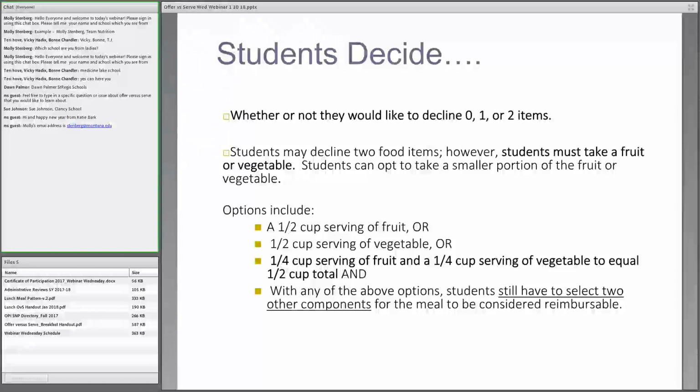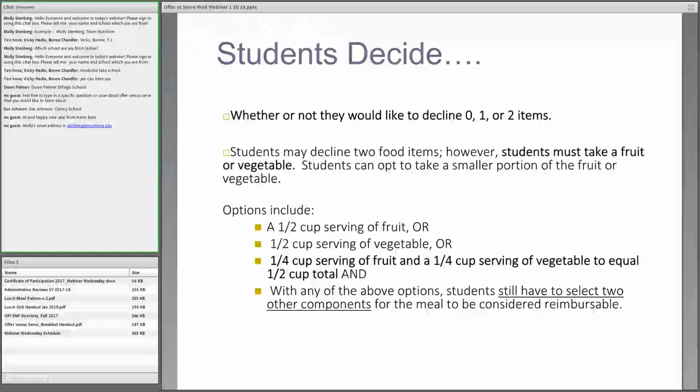So while we allow under offer versus serve students to decline 2 items, to have a reimbursable meal, the students must take a fruit or a vegetable. And so thinking about fruit or vegetables, there's different options down here. If we know that they need to have half of a cup of fruit or half a cup of vegetable, that could be a half cup of pure fruit, it could be a half cup of pure vegetable, or it could be a 1/4 cup of each. Juice also counts, and so if you're serving a 4-ounce serving of 100% juice, that counts as a half cup serving of fruit. Especially at breakfast time. So we'll talk a little bit more about that.